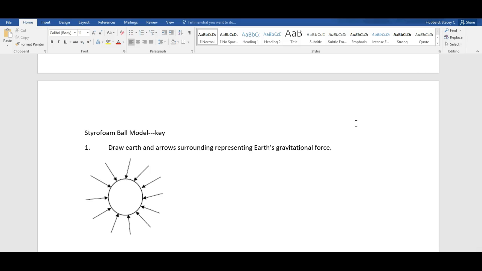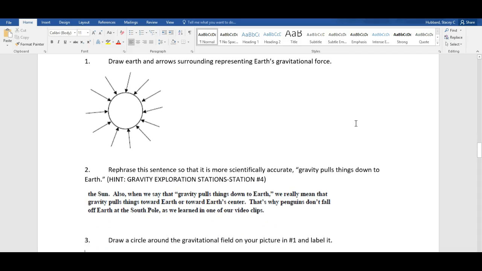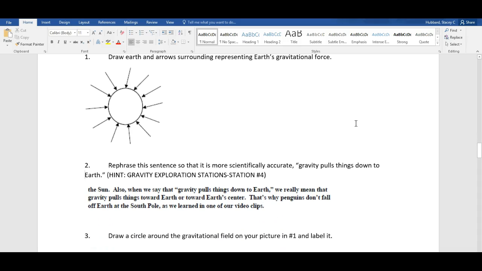Okay, now look at number 2 on your paper. It says to rephrase this sentence so that it can be more scientifically accurate: Gravity pulls things down to Earth. So pause the video and rewrite that. Okay, so let's check your answer. You should have said something like gravity pulls things not down to Earth, but towards Earth's center. Something like that.